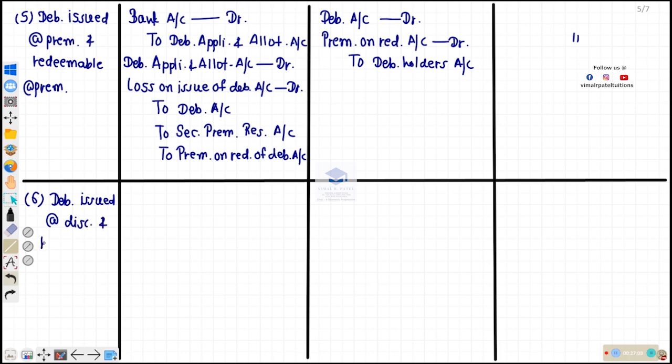Issued at discount, redeemable at premium. 100 rupees debenture, company is issuing at 90 and will redeem it at 120. So at the time of issue, company will receive 10 rupees less than the face value. At the time of redemption, company will pay 20 rupees more than the face value.